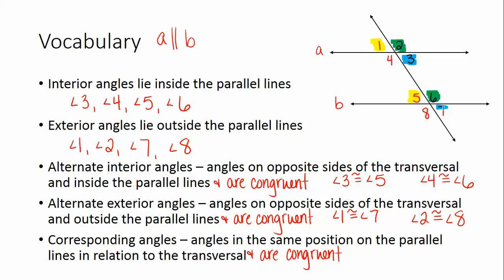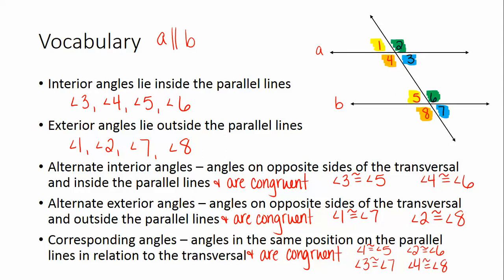Angles 3 and 7 are congruent. And then finally angles 4 and 8. And I'm going to mark that down here on our notes. I'm going to have to write really small here, but angle 1 is congruent to angle 5. Angle 2 is congruent to angle 6. Angle 3 is congruent to angle 7. And angle 4 is congruent to angle 8.